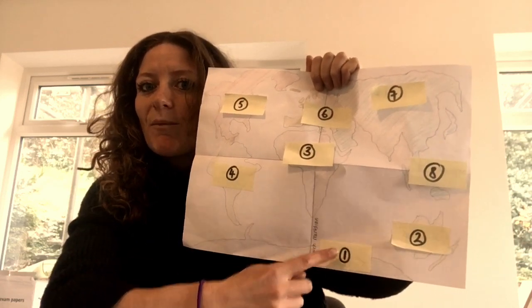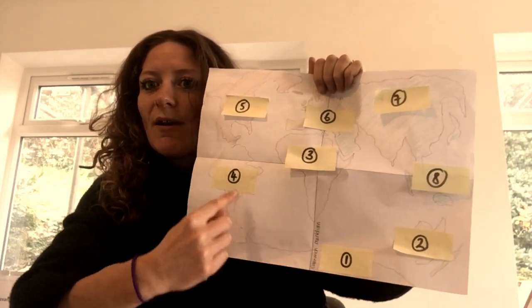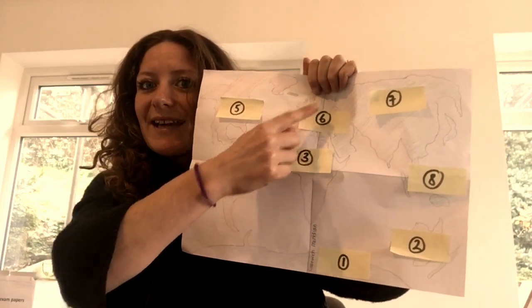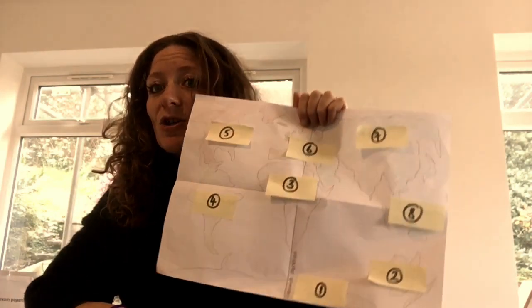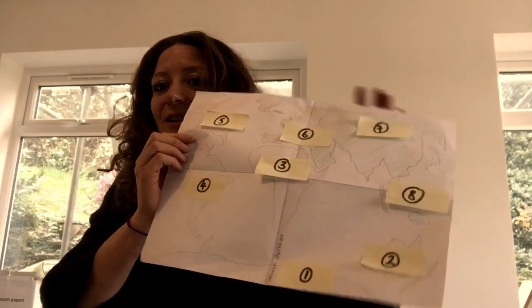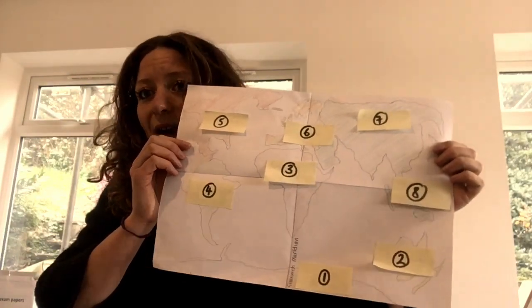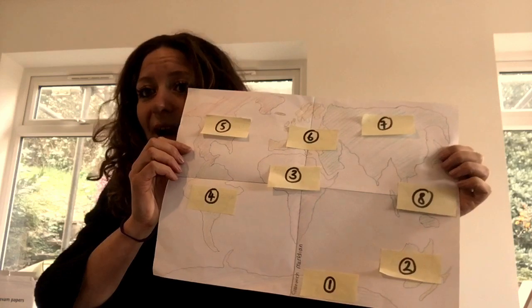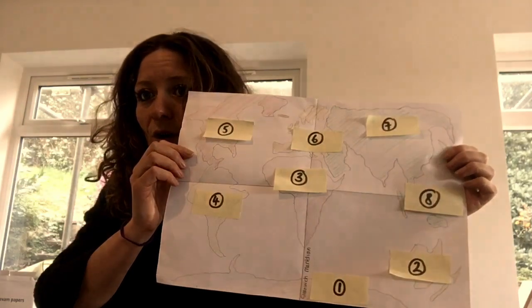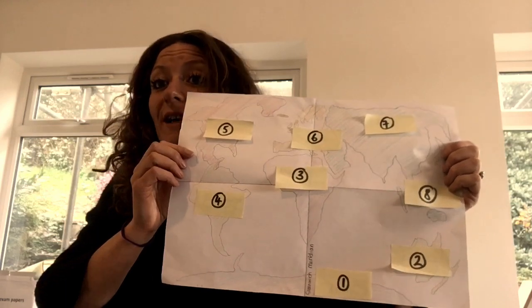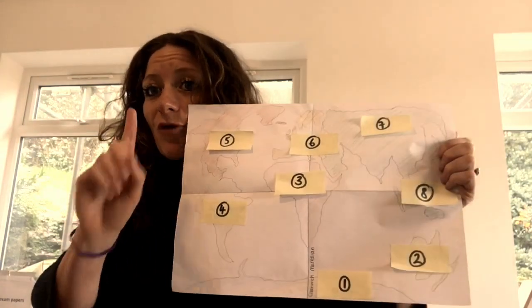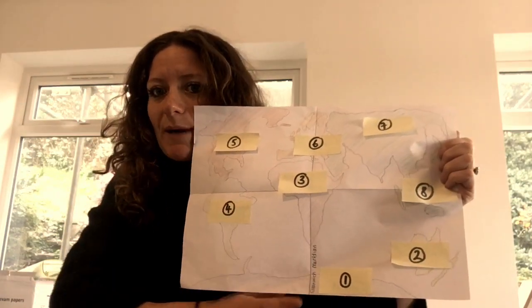So you can see I've got the number 1, 2, 3, 4, 5, 6, 7, and 8. Now, what I'm going to ask you to do is to see if you can match the correct continent with the numbers that you wrote down on your sheet. So for example, I'm going to do the first one with you to show you exactly what I mean.